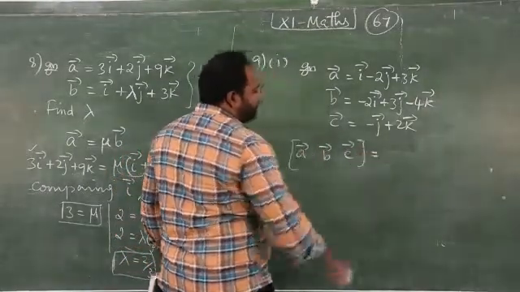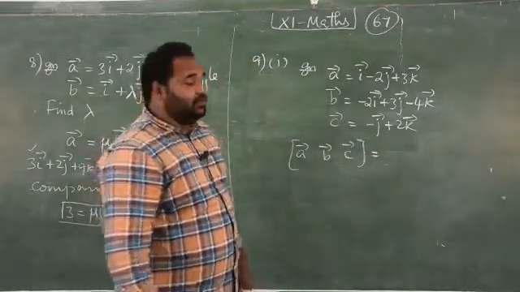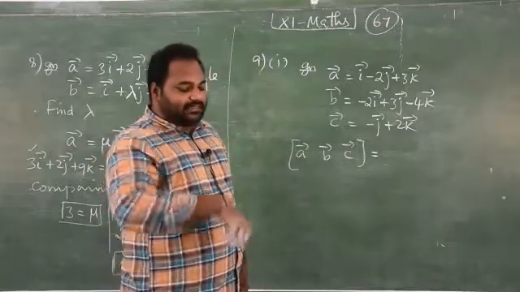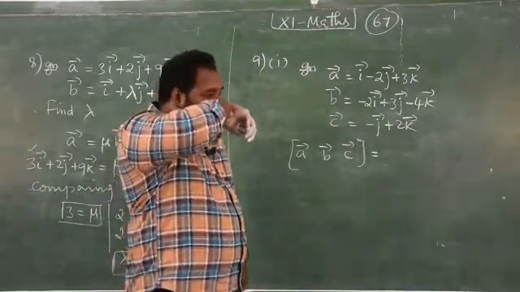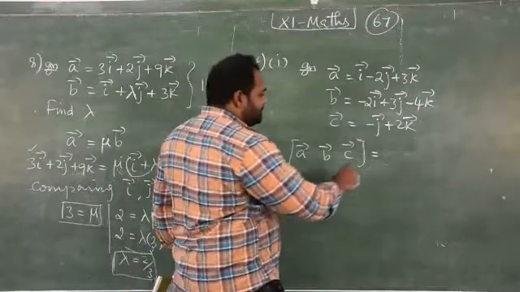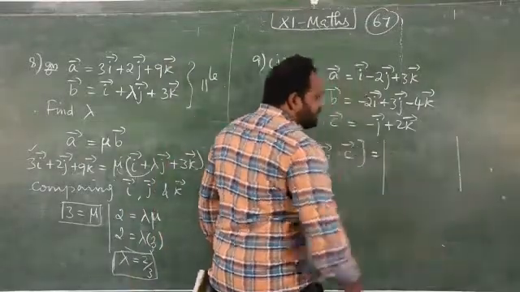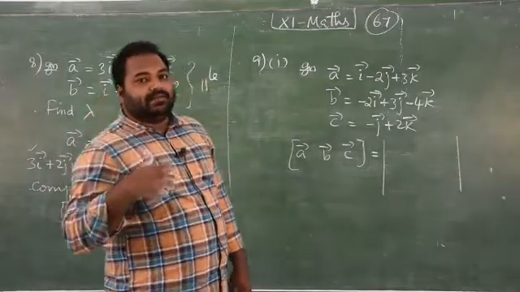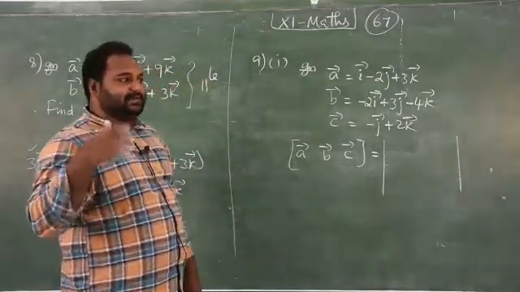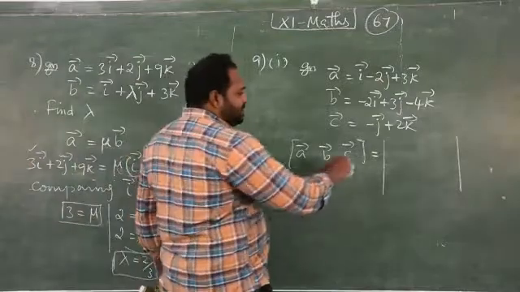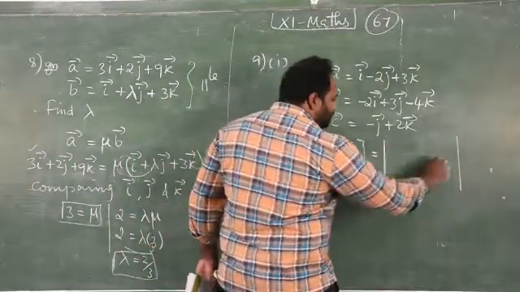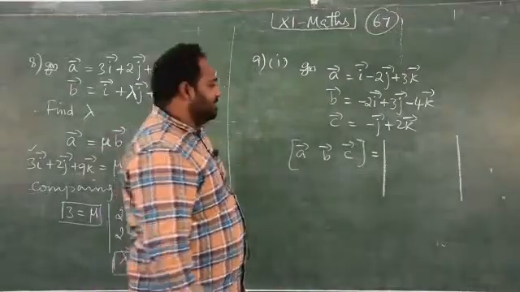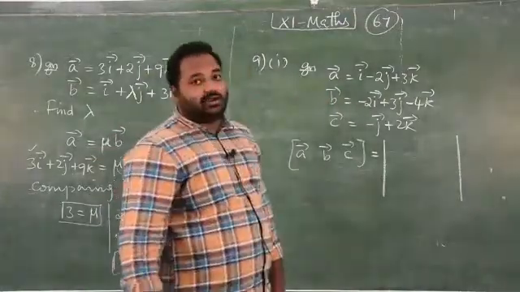What do you mean by box product? Box product, you will learn next year in 12th standard. But before itself we can learn what is box product. Box product means it's a determinant. Already we learned what is determinant in the previous chapter, which is matrices and determinants. So we know how to find the determinant value. So box product equals determinant. Determinant value 0 means that they are coplanar.